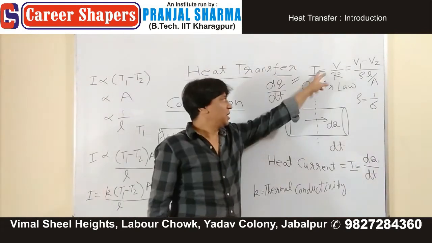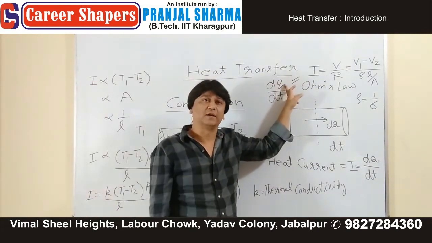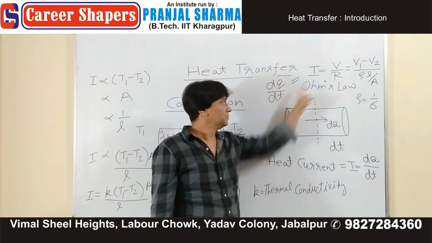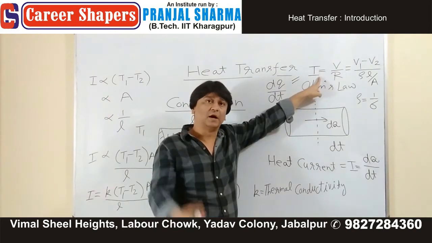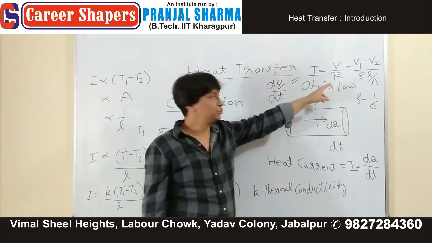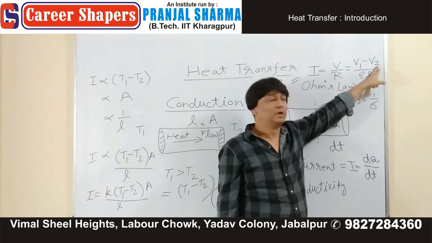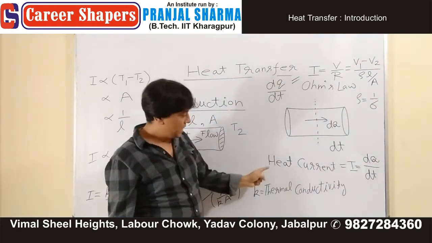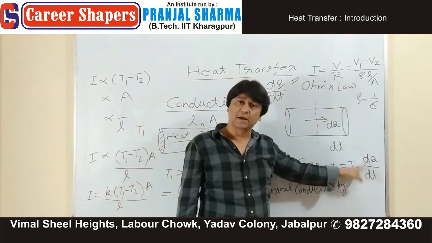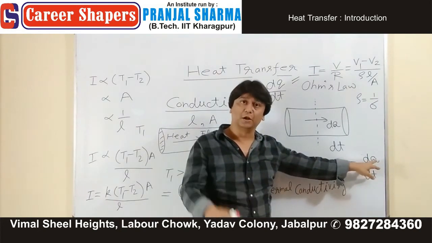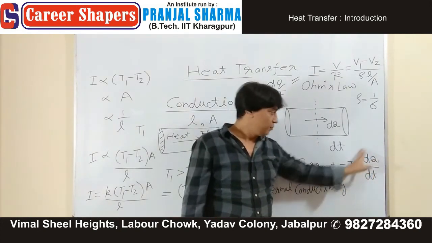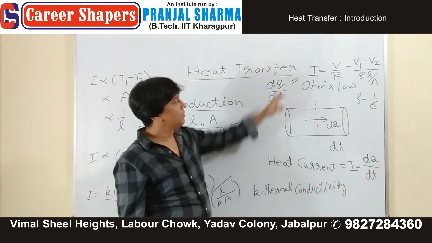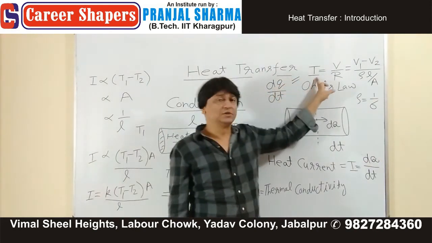शायद सुना होगा आपने, चार्ज को अपन नॉर्मली स्मॉल q से रिप्रेजेंट करते हैं. Rate of flow of electrical charge gives you what? Electric current, which is proportional to potential difference, proportional to A, inversely proportional to L. Rate of flow of heat current, Q, but capital Q for heat. Rate of flow of heat is heat current. Rate of flow of charge is charge current.